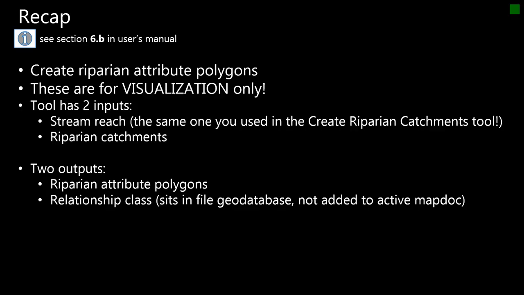Here's a brief recap of the Create Riparian Attribute Polygons tool. Again, these are for visualization only. They do not carry any extra information. To see the information associated with them, the relationship class allows you to identify them and give you the relating information from the riparian catchments feature class.